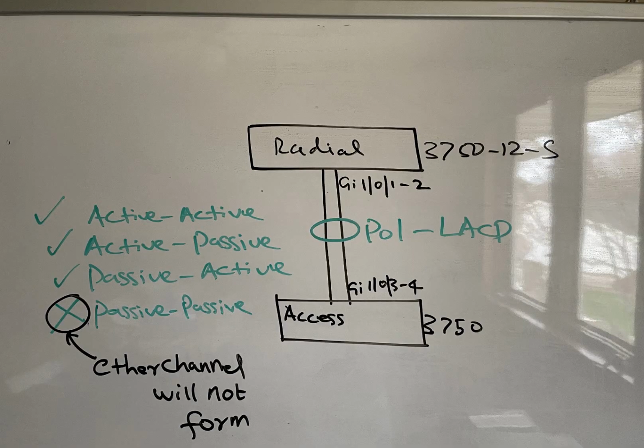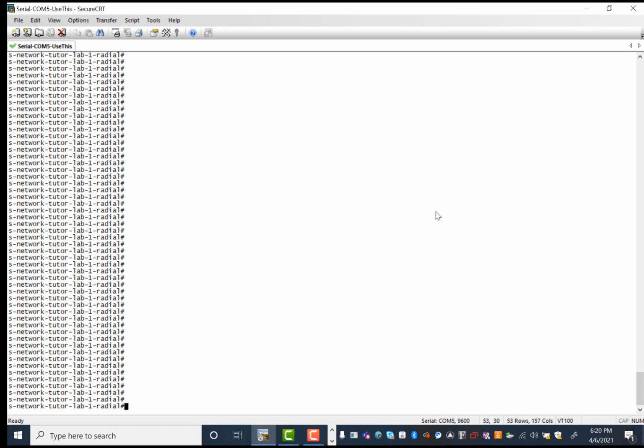For this lab, I'm going to use two switches. The network diagram is going to look like this. The first switch, I'm going to use a radial, that's a 3750 12S. I have port 1 and 2 connected to the second switch, that's an access switch, it's a 3750. These cables are connected to port 3 and 4 on the access switch. Right now I am on the radial switch.